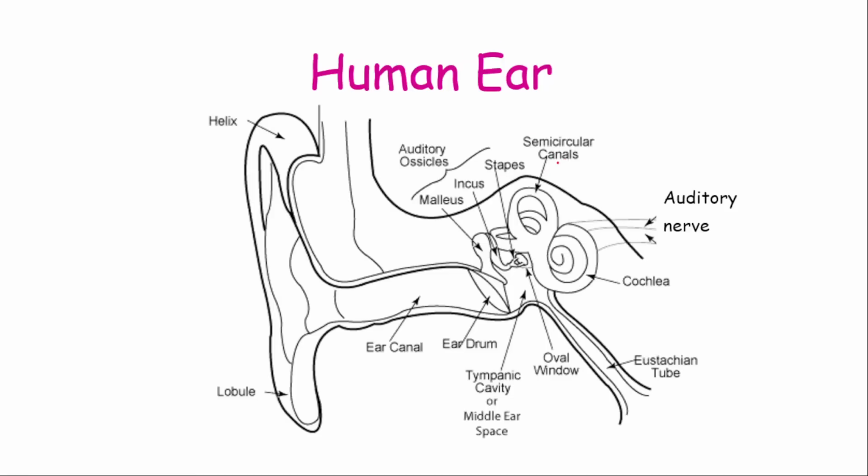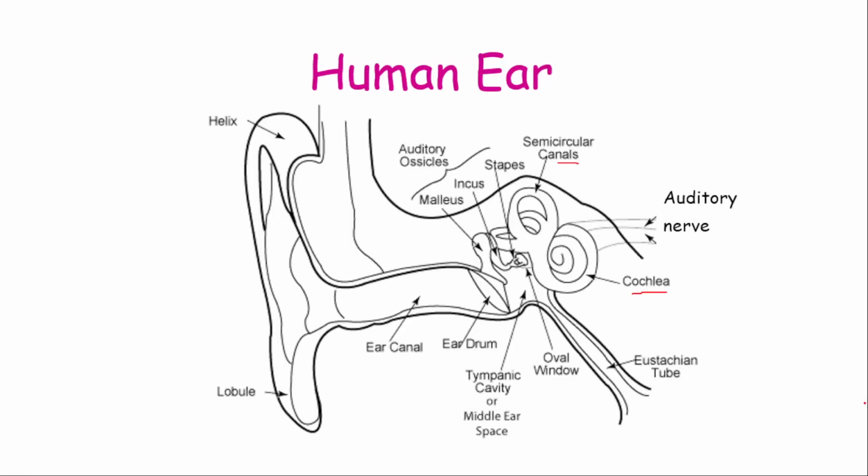The semicircular canal is for balance. All right. And then we have the cochlea. The cochlea will convert the vibration into impulse, and then that will travel to the auditory nerve, to the brain. All right. And of course, we have our round window and oval window. And our round window will help in terms of maintaining pressure along with the eustachian tube within the ear as well.